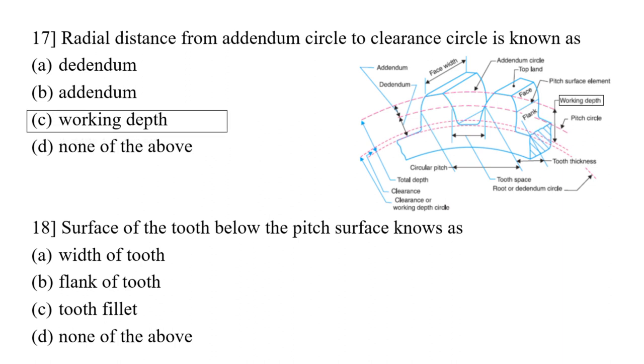Next, the surface of the tooth below the pitch surface is known as a flank. Observe that the pitch surface is along the pitch circle, and below that pitch surface, whatever surface of the gear tooth is there, that is called a flank.